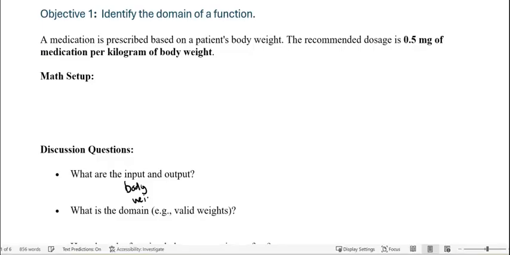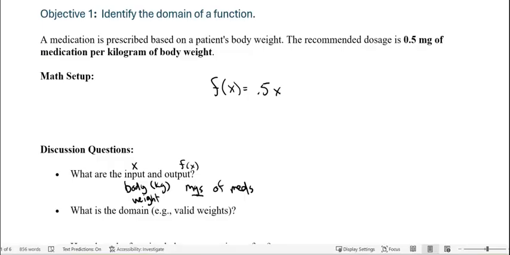Okay, so I tell the doctor how much I weigh. The doctor tells me how many milligrams of meds to give me. All right, so that's the relationship. Input, output. We'll call this x, and we'll call this f of x. This is the function notation. So it's 0.5 for every kilogram of body weight. So this is in kilograms, and this is in milligrams. So the function would be 0.5 times the input, the body weight.